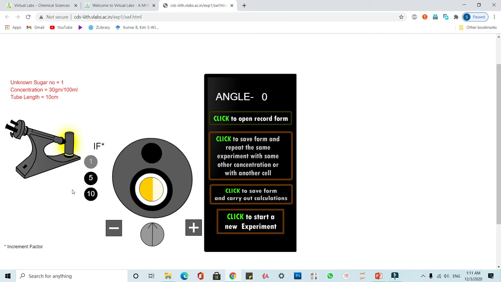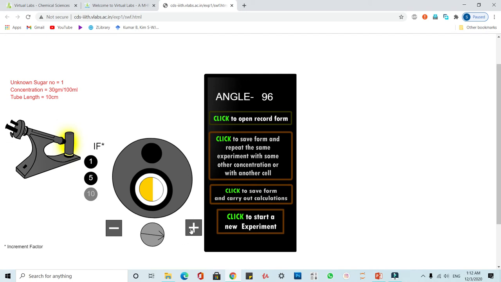Okay, the regions are becoming bright, so I will choose the increment factor 1. Let's increase its value slowly. The two regions are still not equally bright. We have to take the value when the two regions are equally bright. So as you can see, at 153 degrees, the two regions are completely bright. As we increase, the brightness starts decreasing.